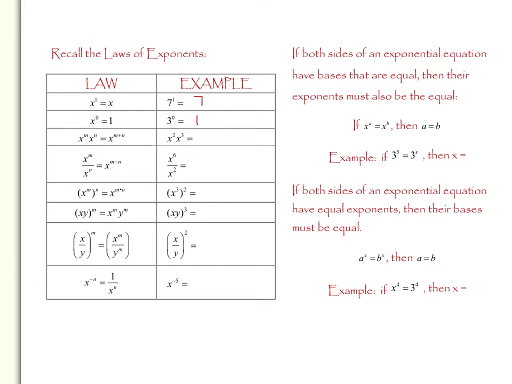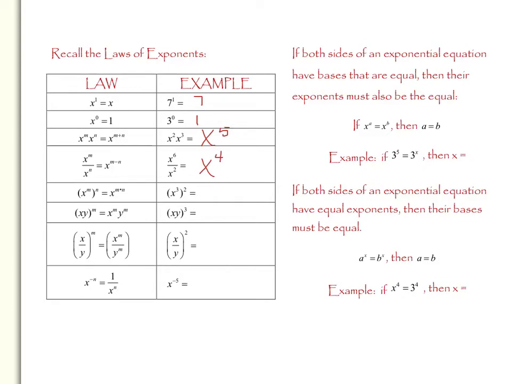Now what do we do when we multiply like variables that have exponents? Well, we add those exponents. So x squared times x to the third would be x to the fifth power. And then look below that, what do we do when we divide like variables that have exponents? Well, remember, we subtract the exponents. Therefore, x to the sixth power divided by x squared would be x to the fourth power.